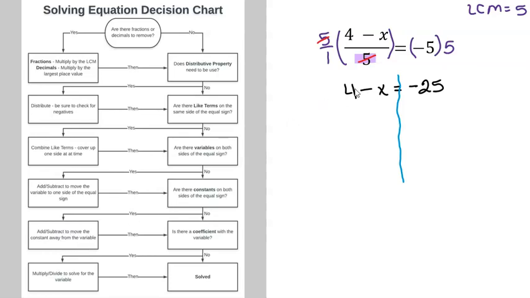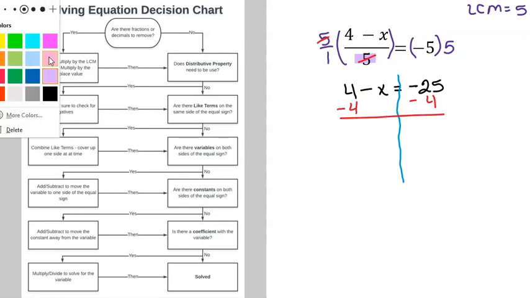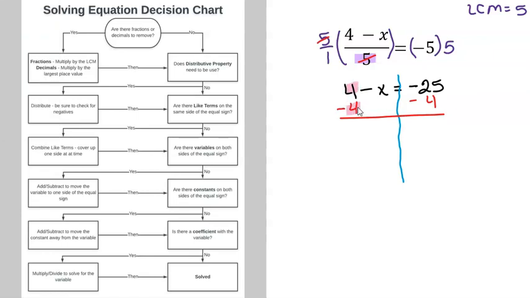My variable's on the left, which means I'm going to move the 4. Now remember, it's what's in front of the 4 that determines the inverse operation. The 4 is a positive, so the inverse would be to subtract or use the negative. So I'm going to subtract 4 on both sides of the equal sign. That is going to enable my 4's to cancel here on the left.